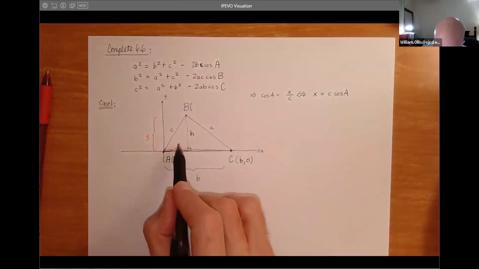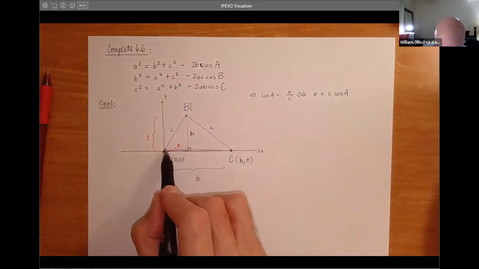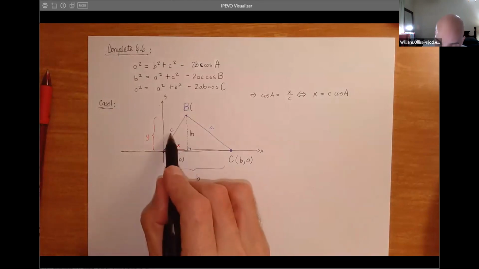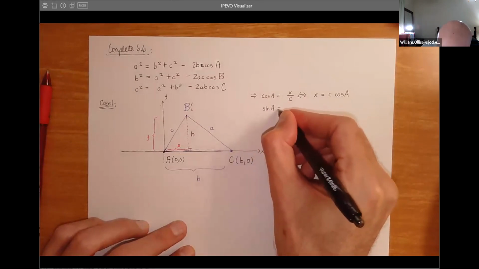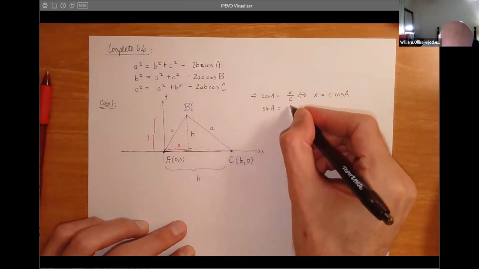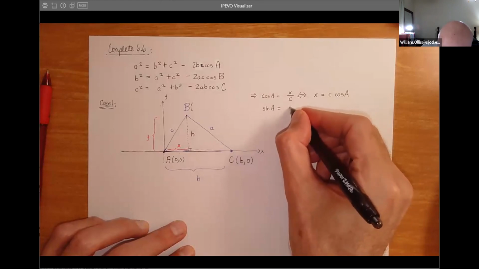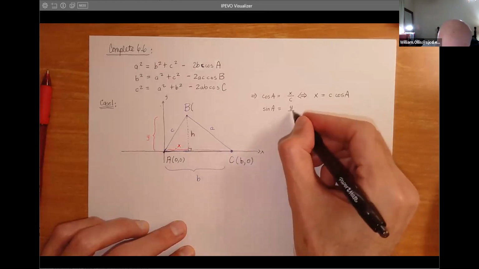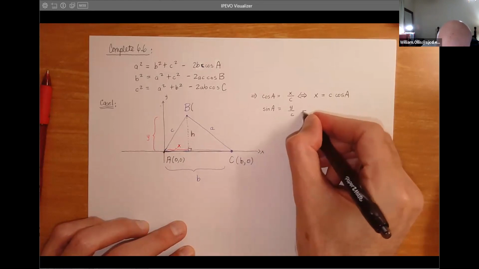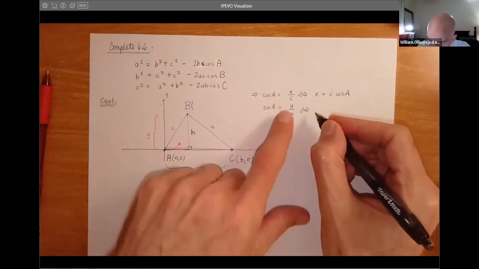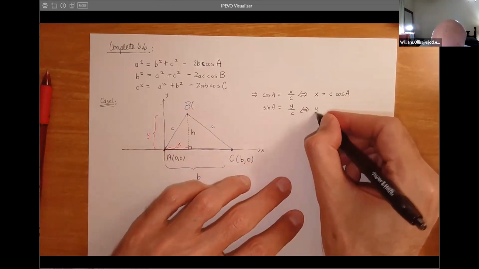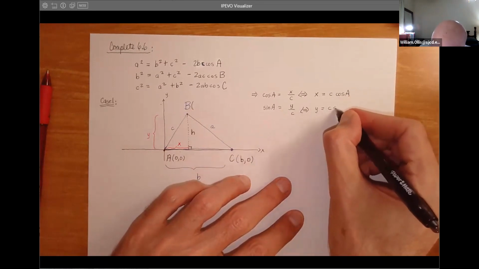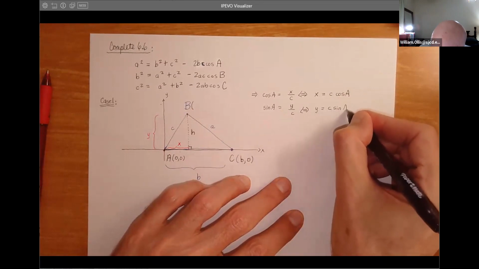And now we can use the sine. Again, the sine of angle A is the opposite side divided by the hypotenuse. So this gives us good practice using our right triangle definitions. So again, we can solve for Y. So we're getting the coordinates of B. So Y equals C times the sine of angle A.